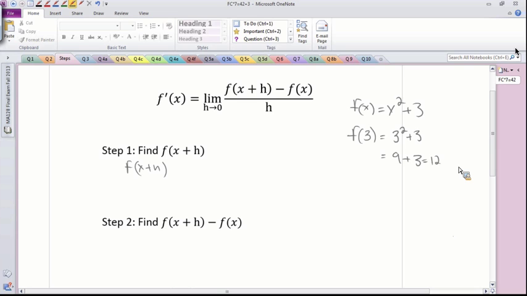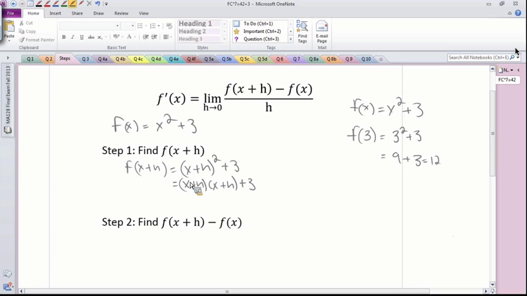So that doesn't change when we're trying to find f of x plus h. All we're doing is plugging what's inside the parentheses, which is x plus h, into every value x in our function. So if f of x is equal to x squared plus 3, f of x plus h becomes x plus h, instead of our x, squared plus 3. So what's x plus h squared? x plus h times x plus h plus 3.